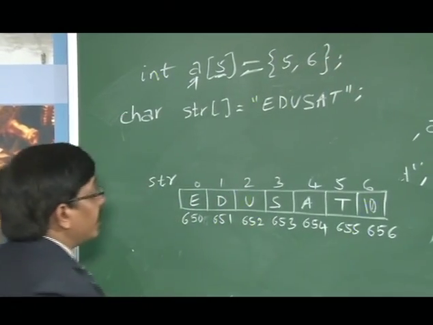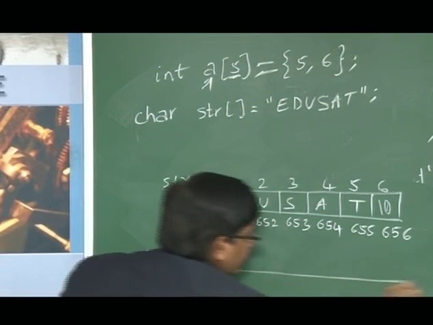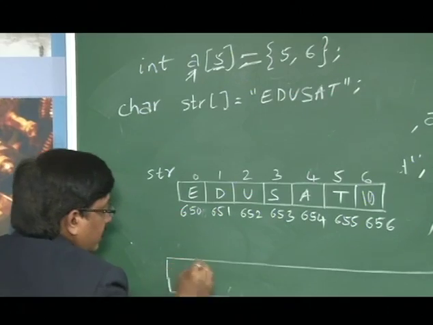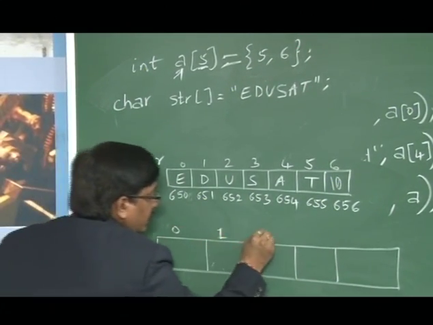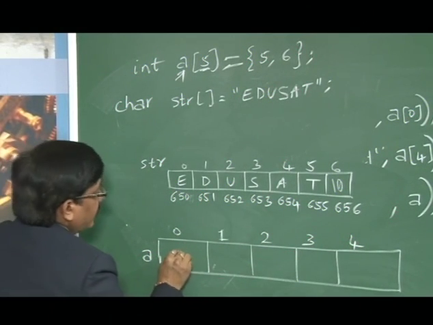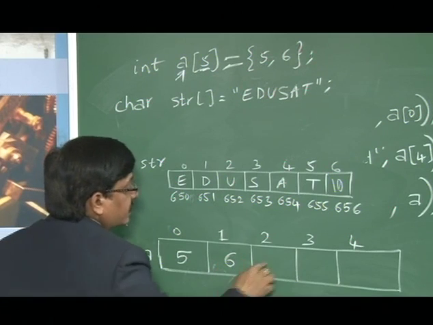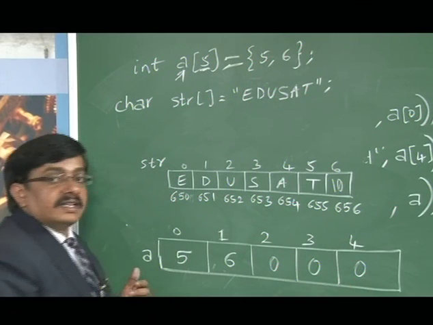I am declaring and initializing, at the time of declaration, the integer array A. I am using the number of elements as 0, 1, 2, 3, 4. This is an array A. Here I am storing the value 5, and here I am storing the value 6. This is partially initialized; the remaining elements will get the value 0.